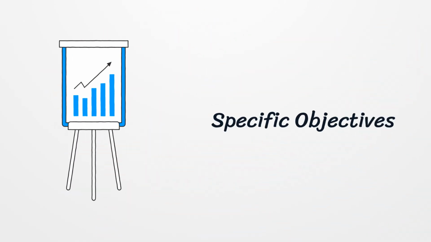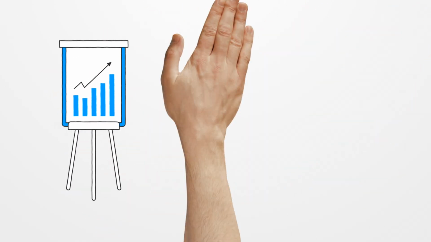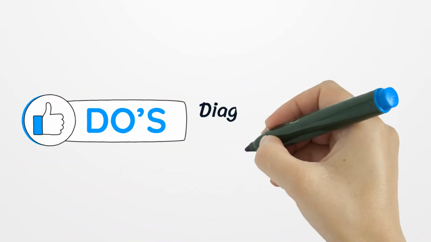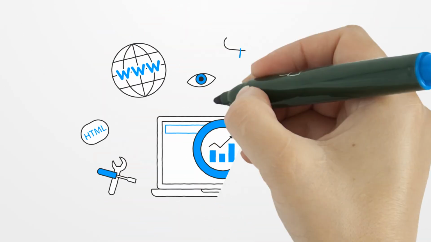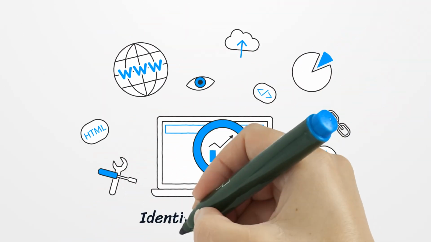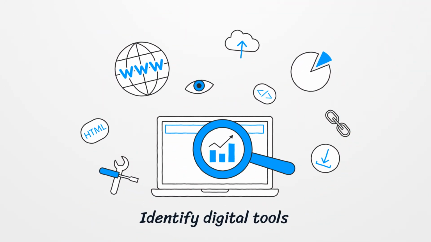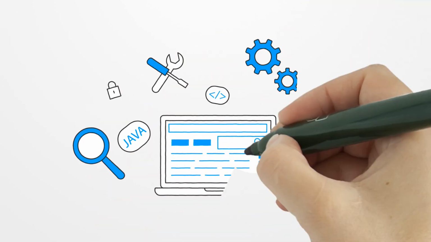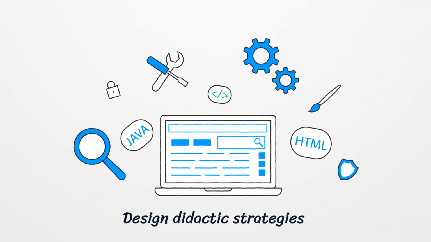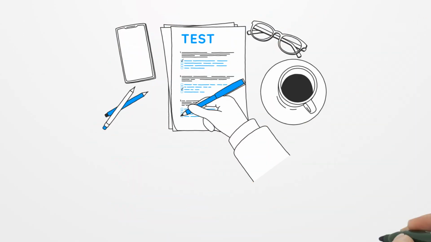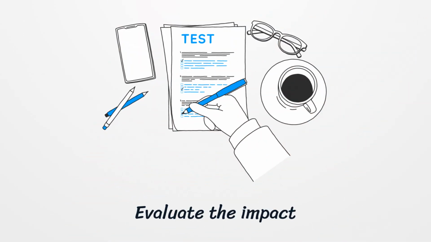Specific objectives: diagnose the learner's level of English language competence. Identify digital tools that support English language learning. Design didactic strategies supported by digital tools. Implement these strategies in the classroom. Evaluate the impact of implementation on the learning process.